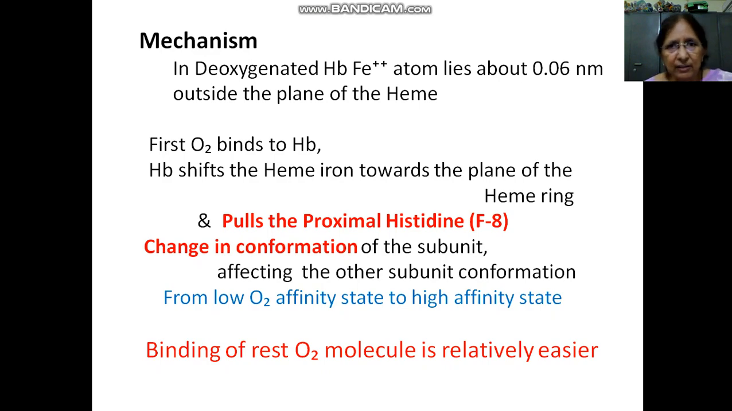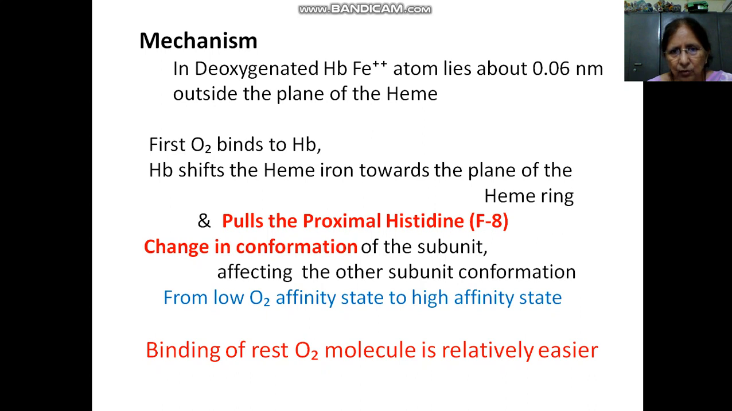Mechanism of oxygen binding, deoxygenated form. The ferrous iron atom lies about 0.06 nm outside the plane of the heme. But when the oxygen molecule binds, it shifts towards the plane of the heme ring and pulls the proximal histidine. And this causes the change in the conformation of the subunit and the rest of the other subunits too.